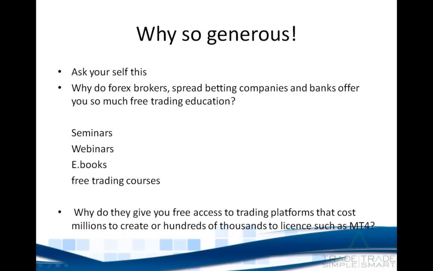Okay, new traders who are coming to the market will then be enticed with all the free and generous offerings of seminars and webinars and free trading platforms. And just like the traders who have been trading for some time, they will fall into the same trap. So what is the purpose of this trap? Why is it their ultimate goal to keep you trading?